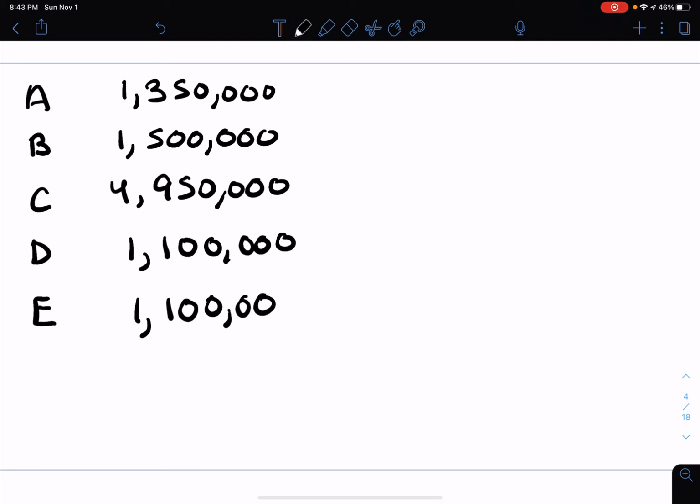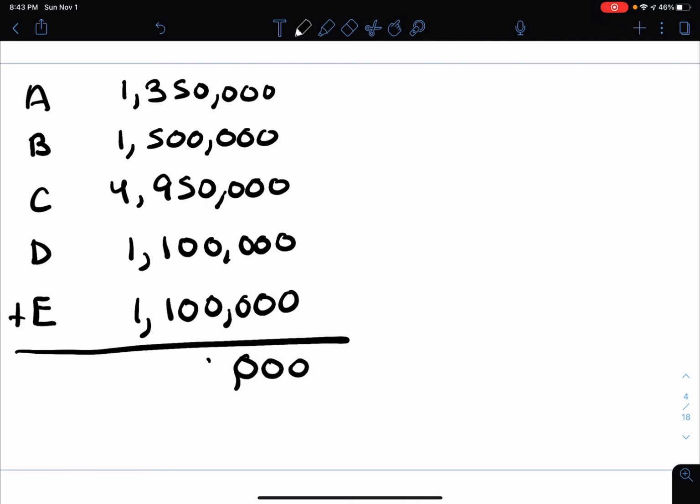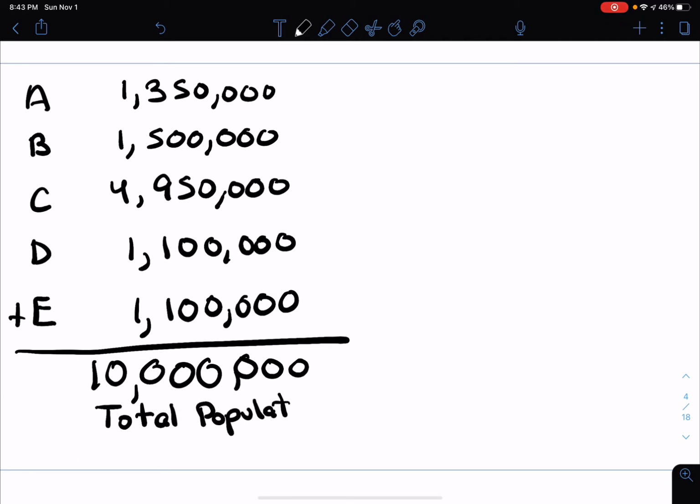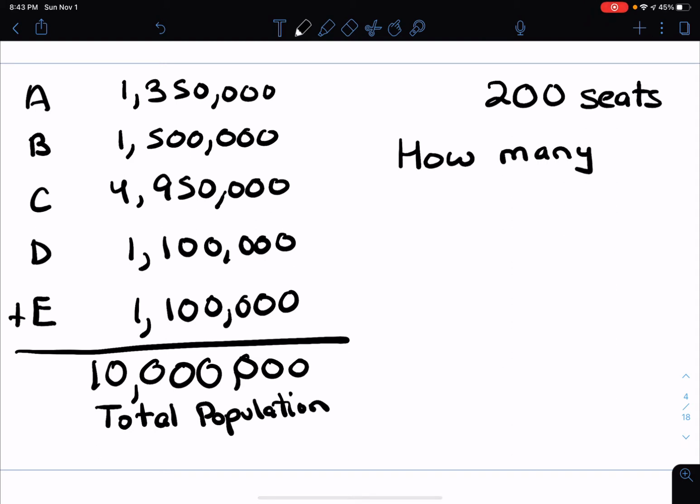I'm going to need it. I need to know how many people total are we talking about in this country? So we're going to add those up and see what the total population is, because the problem didn't tell me. All right, so apparently this country has a total population of 10 million people. And we had said there's 200 seats, right? So we first want to figure out how many people are represented with each seat.